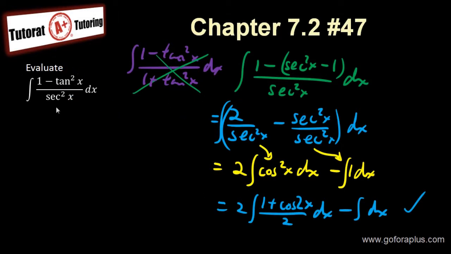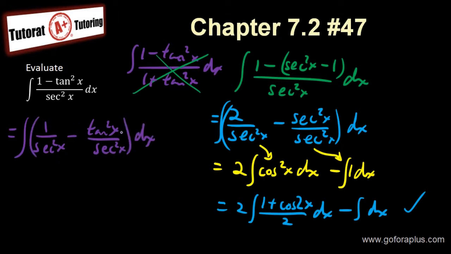If you look at this tangent square and secant square, I want to separate this fraction right away. So this is going to be the integral of 1 over secant square x minus tangent square x over secant square x dx. And then I want to change everything into sine and cos. So this becomes cos square x minus sine over cos divided by 1 over cos, so all you have left is sine square x, and then dx.